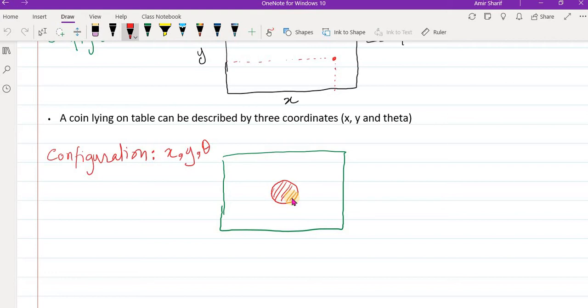So the position can be represented by two variables, X and Y, and the orientation can be represented by theta. We can define X as the position along the X-axis, Y as the position along the Y-axis, and then you can also define an angle theta with the positive X-axis.